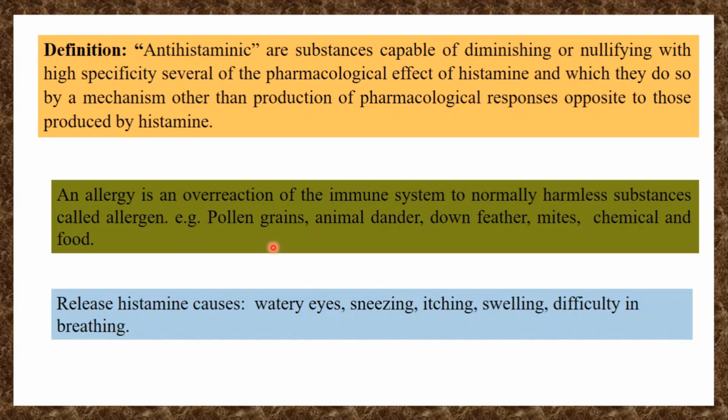So an allergy is defined as an overreaction of the immune system to normally harmless substances called allergens, and allergens are pollen grains, animal dander, down feather, mites, chemicals and food. So these are the allergens which cause the allergy. Examples are pollen grains, animal dander, down feather, mites, chemicals and foods.